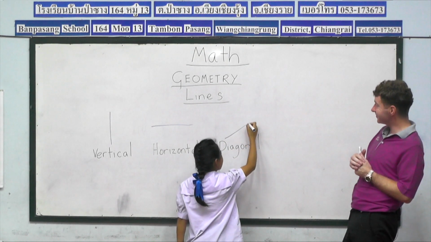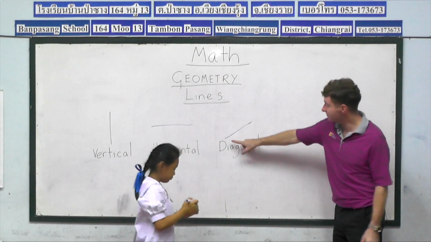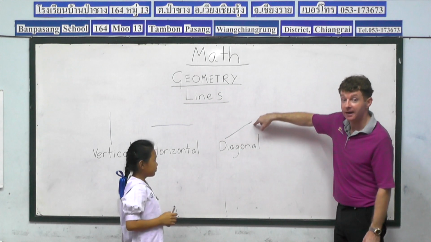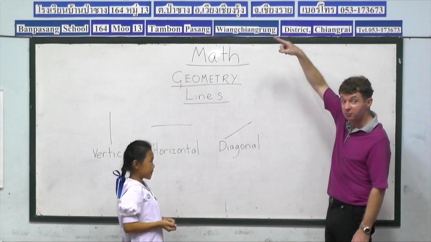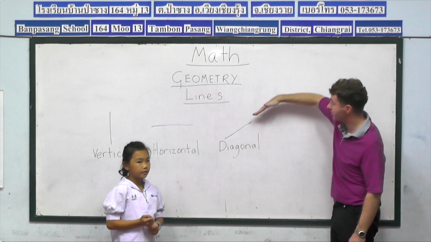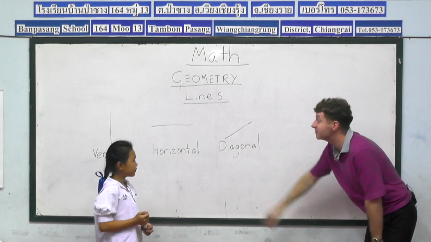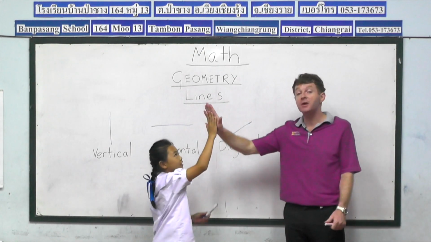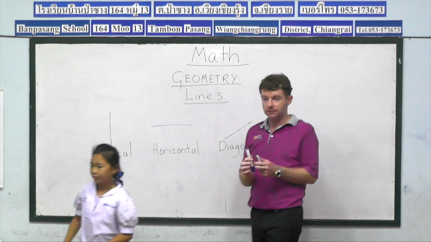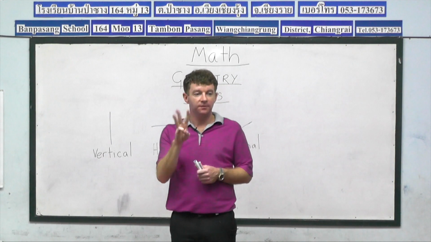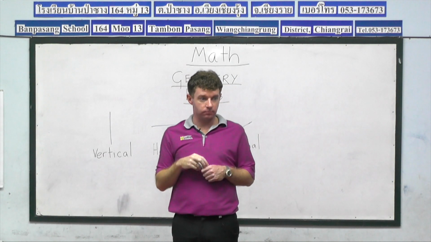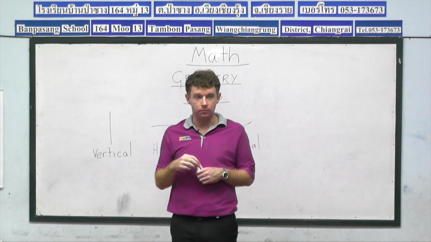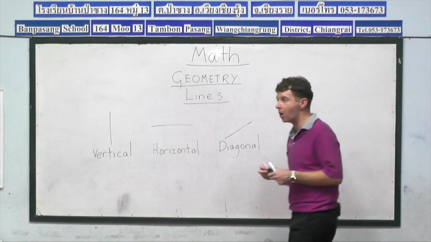Perfect. That's excellent. You see, the diagonal line is going up and it's going across, but not straight. It's going in a diagonal pattern. So can you say diagonal? Diagonal. Excellent. High five. Big round of applause for Nadia. So that's 3 lines we've done and 3 more to go. Now they get a little bit harder.